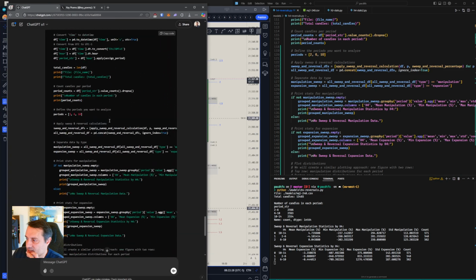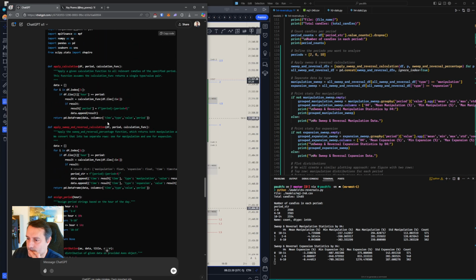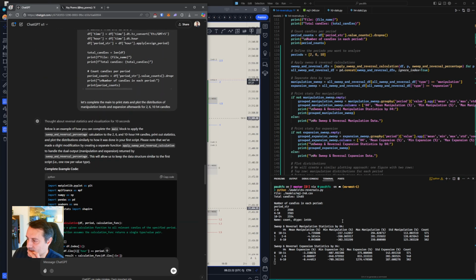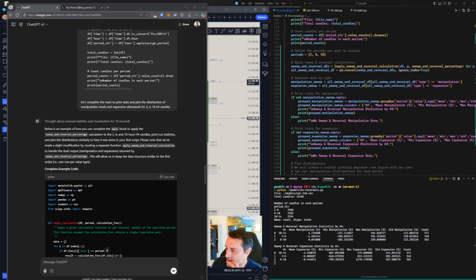So I did ask O1. No, does this camera annoy you? Let me move it. In the center, right.